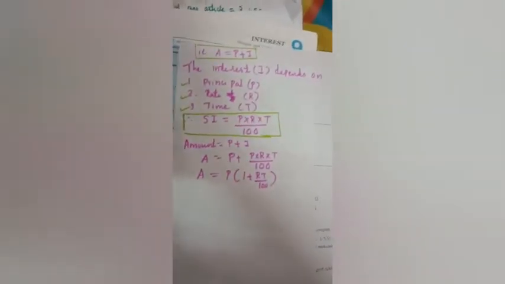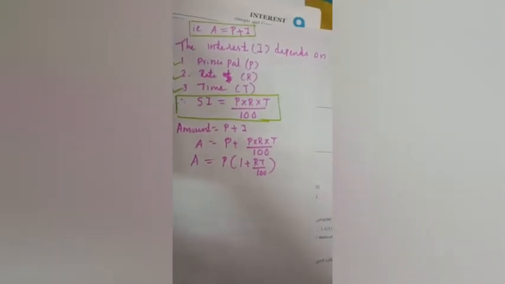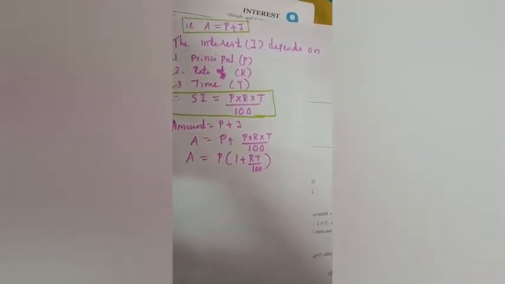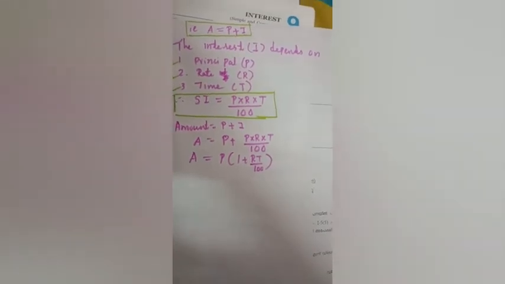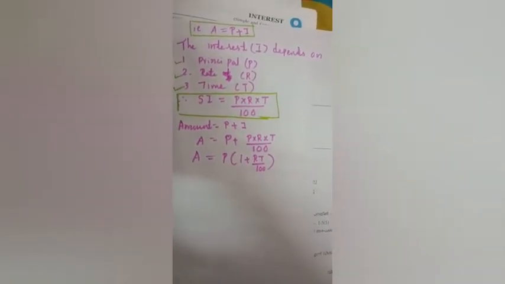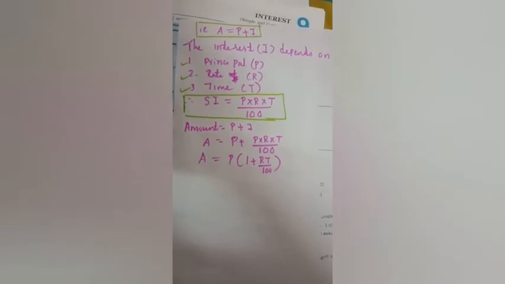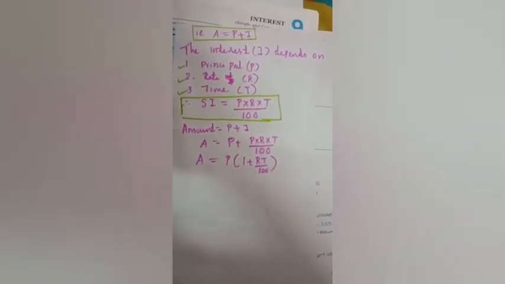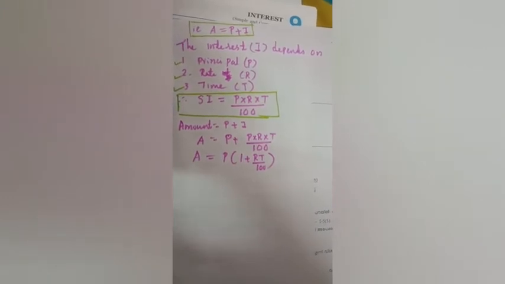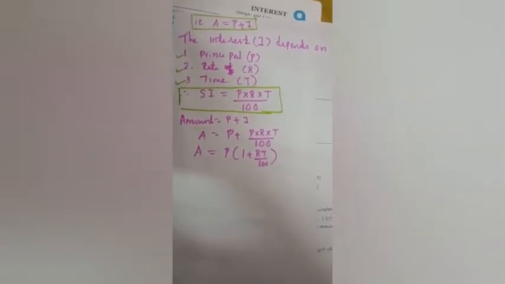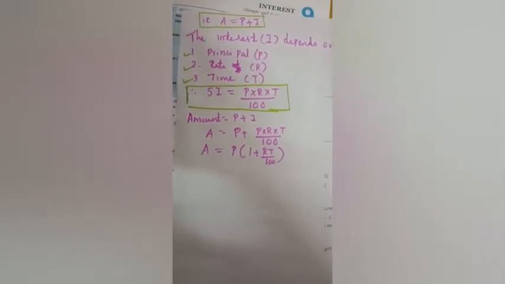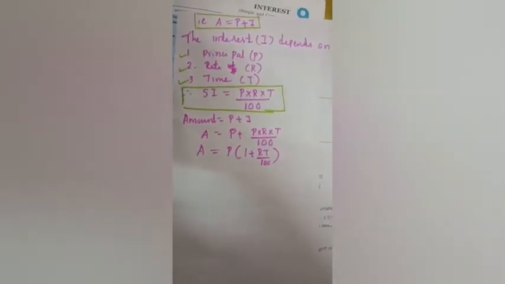You just learn this, how to find simple interest. Simple interest is equal to PRT by 100. P means principal. That is the amount we are borrowing. R means rate of interest. And T means time period. We are borrowing money for 4 years, 5 years, like that, and the rate of interest is 10%, 8%, 9%, like that. It is in percentage.